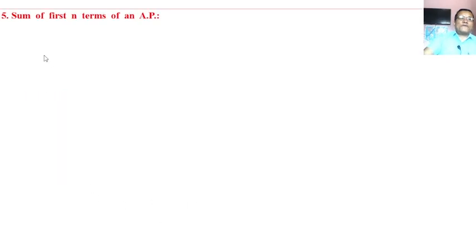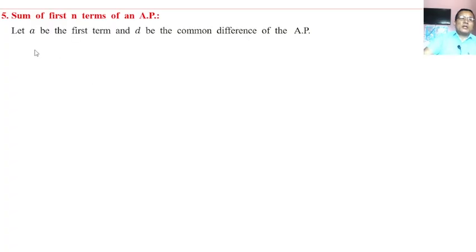Find the sum of first n terms of an AP. Sum of first n terms of an AP. Let A be the first term and D be the common difference of the AP.